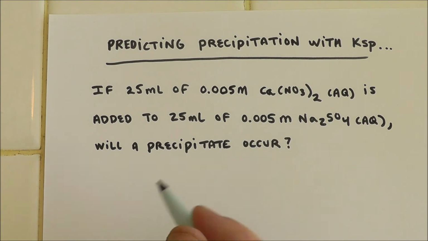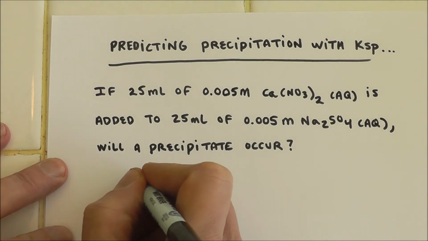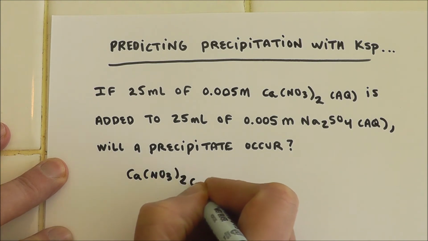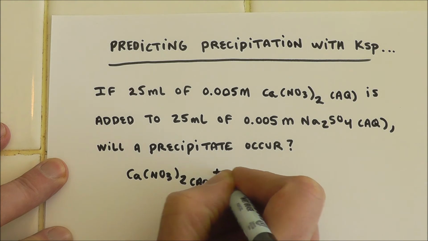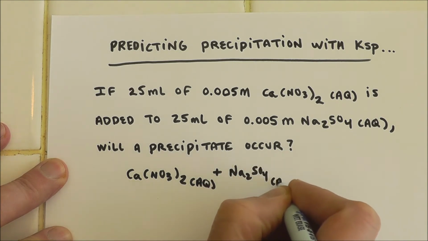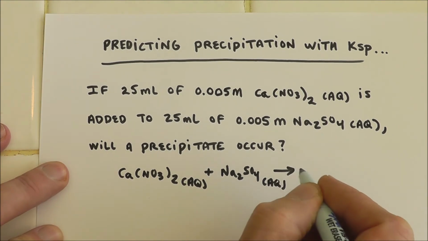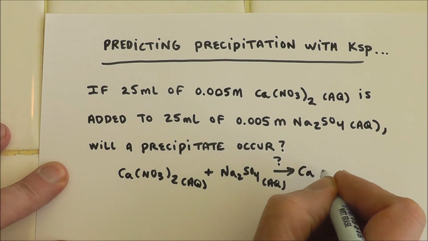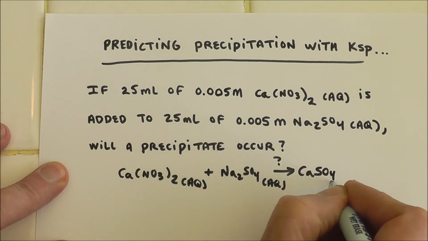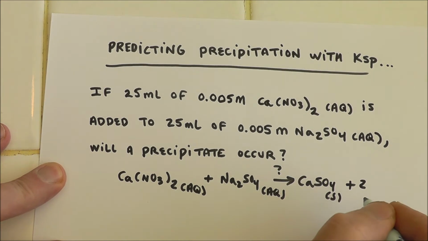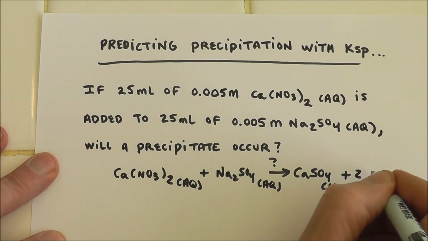If we have equal volumes of 0.005 molar calcium nitrate and the same concentration of sodium sulfate, will a precipitate happen? So just real quick, and back to, I know I keep saying Gen Chem 1, this is what we call a precipitation reaction, and so what will happen is, I'll put a little question mark, this makes calcium sulfate? And then 2 sodium nitrates.